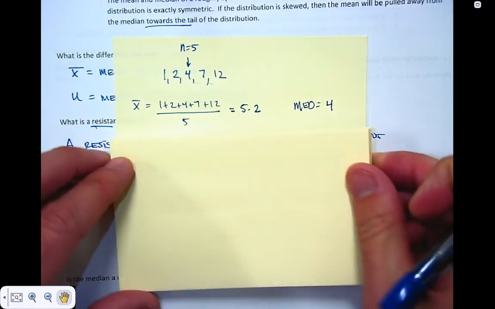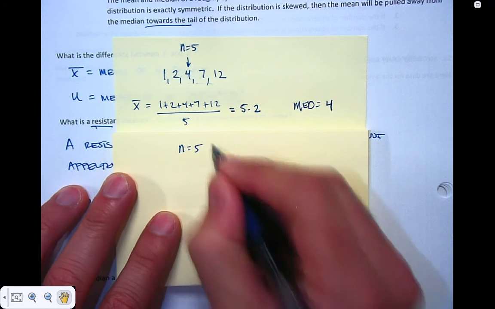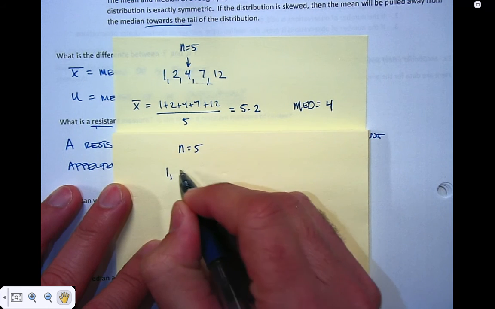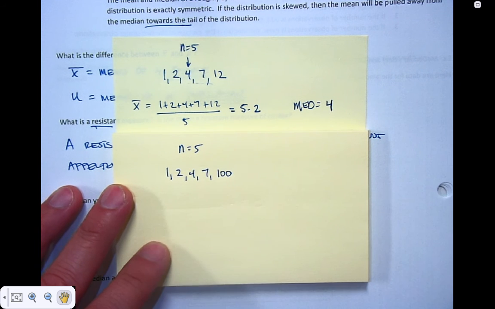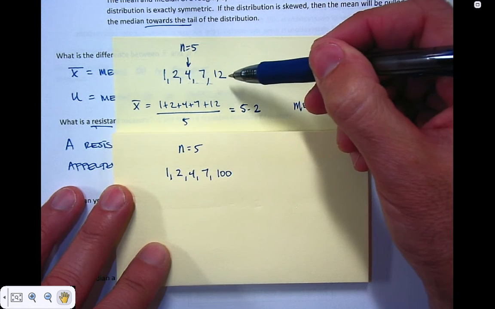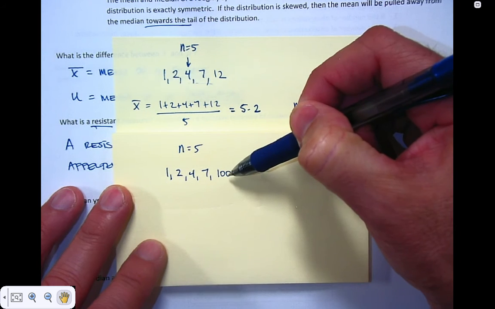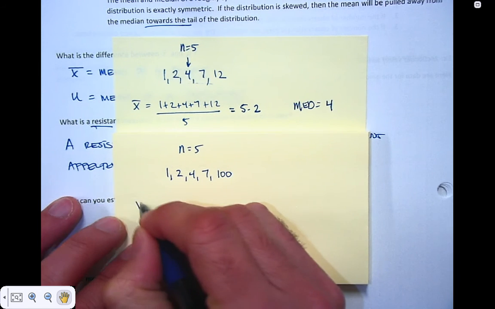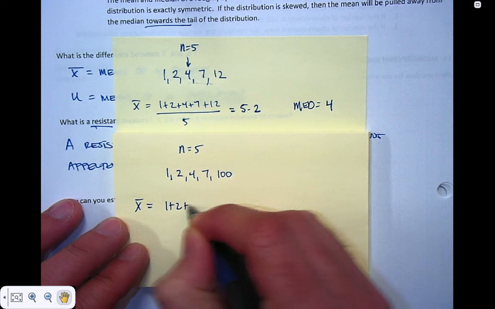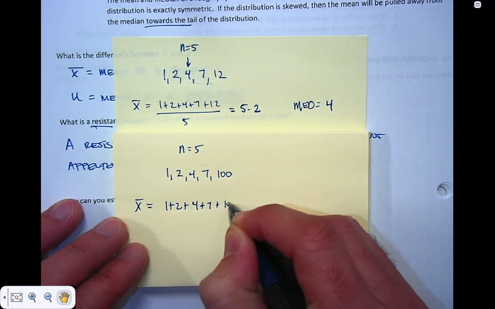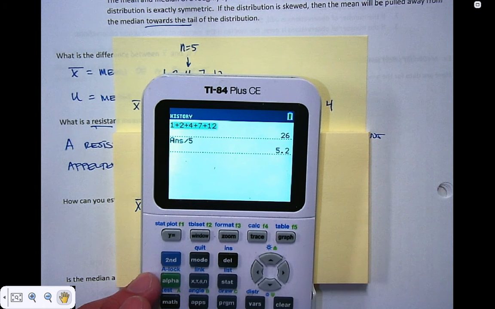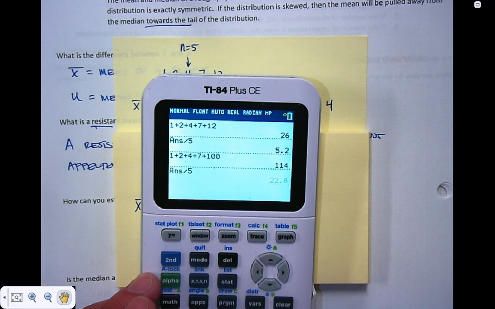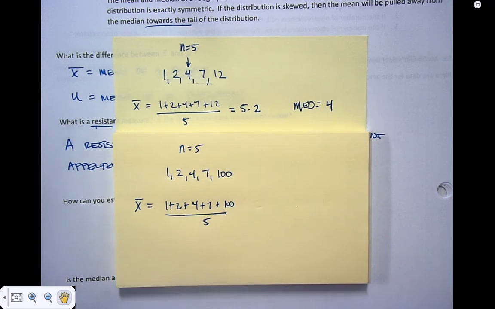If I just do something really simple and I still have 5 data points, I'll use the same first 4: 1, 2, 4, 7, and 100. So all that's changed, right, is that this value of 12 now went up to 100. To find x bar, we would do 1 plus 2 plus 4 plus 7 plus 100 and divide that by 5. And so if I go select that and change it to 100 and then divide it by 5, my mean is now 22.8.